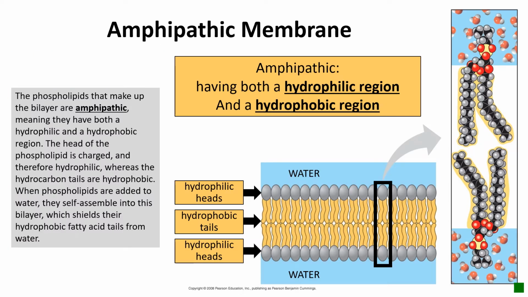The phospholipids that make up the bilayer are amphipathic, meaning they have both a hydrophilic and a hydrophobic region. The head of the phospholipid is charged and therefore hydrophilic, whereas the hydrocarbon tails are hydrophobic. When phospholipids are added to water, they self-assemble into this bilayer, which shields their hydrophobic fatty acid tails from water.